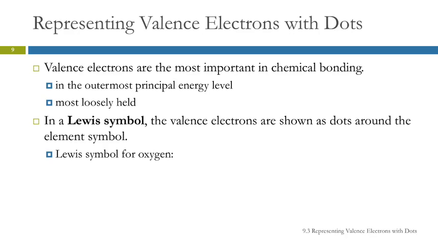So the Lewis symbol. Let's look at the Lewis symbol for oxygen. So we use the element symbol. Element symbol for oxygen is an O. And then we look at the periodic table to tell us how many valence electrons oxygen has. It's got 6. It's in group 6. It has 6 valence electrons. And so we're going to put these as dots. 1, 2, 3, 4, 5, 6. 6 dots. So there's the Lewis symbol for oxygen.